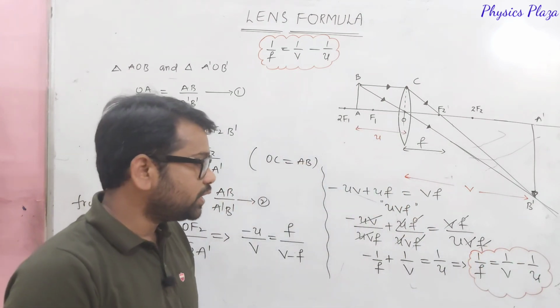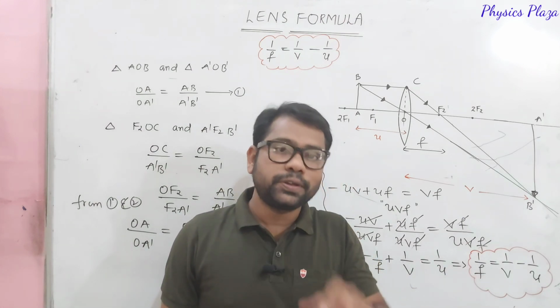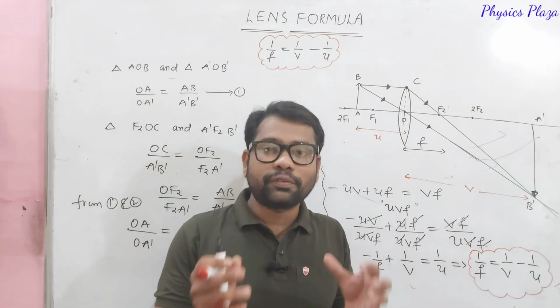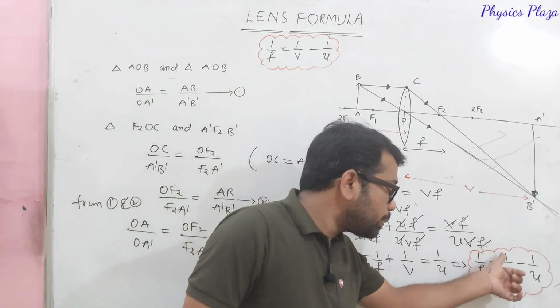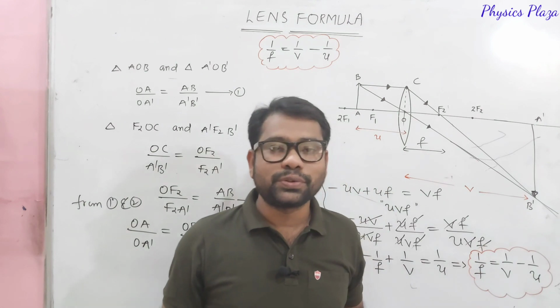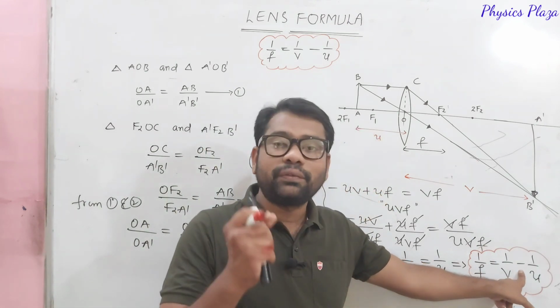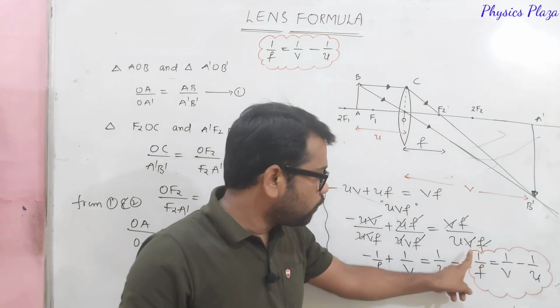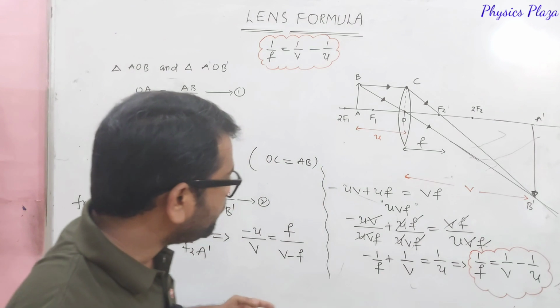Okay children, this is very important. Based on this only we are going to solve many numericals, all types of numericals, based on this lens formula, that is 1 by F is equal to 1 by V minus 1 by U. Children, don't get confused with the mirror formula. For the mirror formula we get a plus, whereas for the lens formula we get 1 by F is equal to 1 by V minus 1 by U. Just copy it.